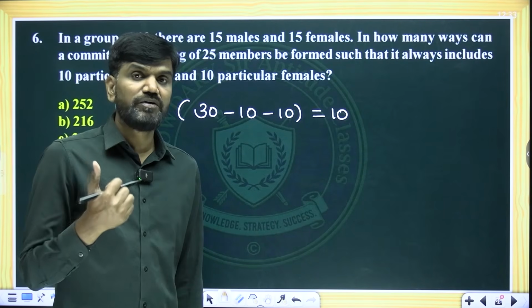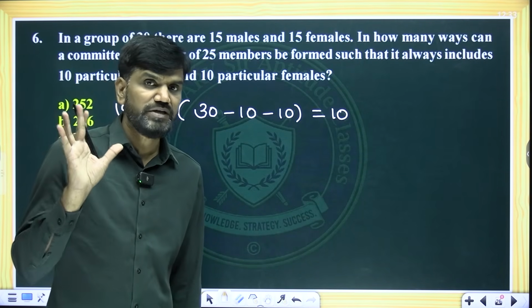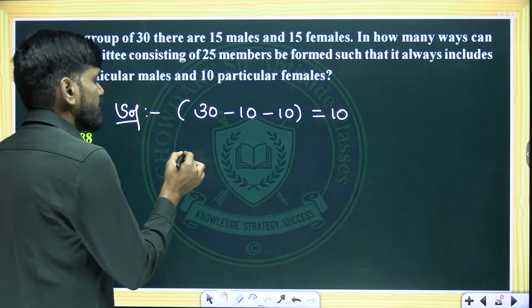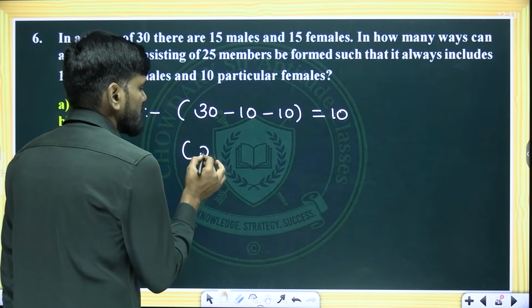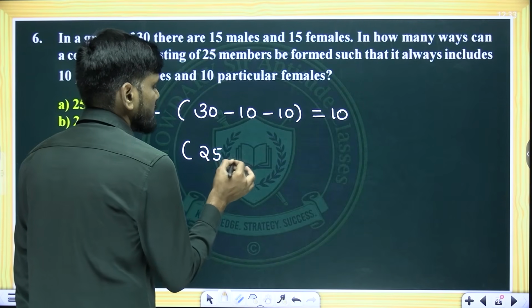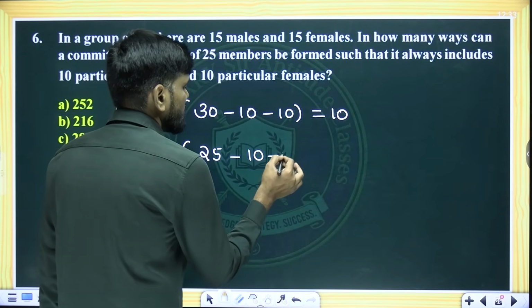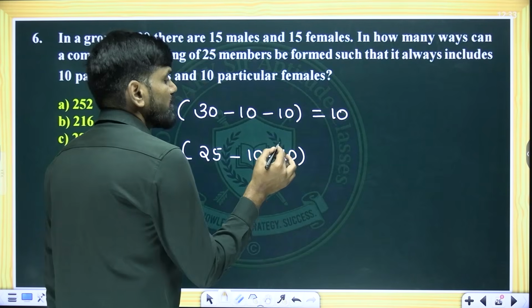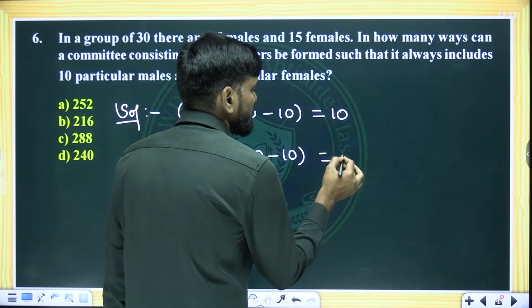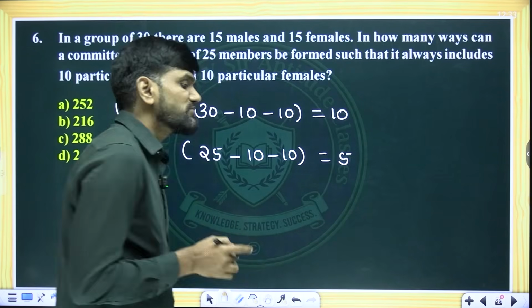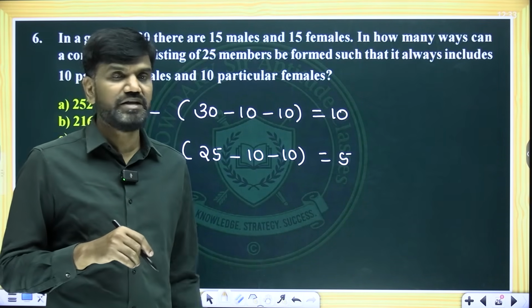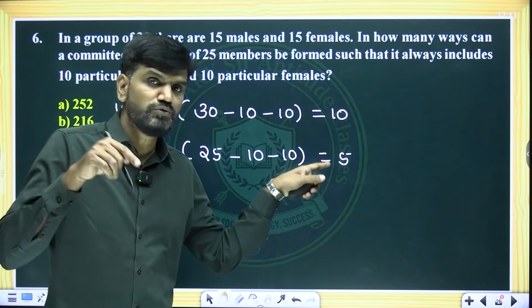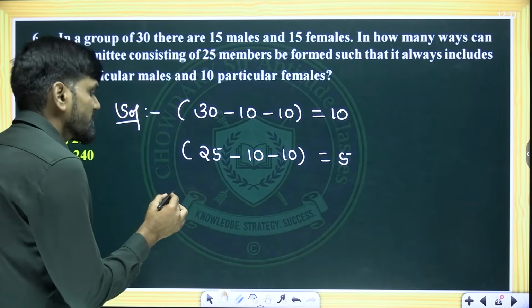So out of 25, already 20 people are included. We need to select 5 more. So we need to select a total of 25. Already 10 particular males and 10 particular females are included, so remove the 10 males included and 10 females included. Now we have to select only how many people? 5. I need to select the remaining 5 people from the remaining 10 people. Out of 30 there are 10 people remaining. Out of that 10 you have to choose any 5. Hence your answer has to be what?